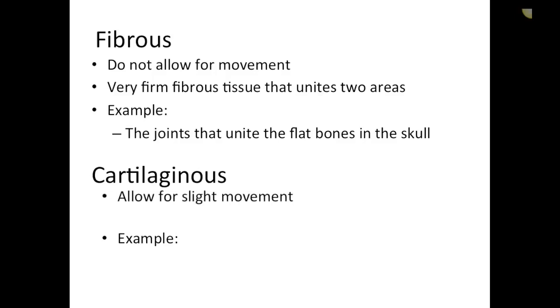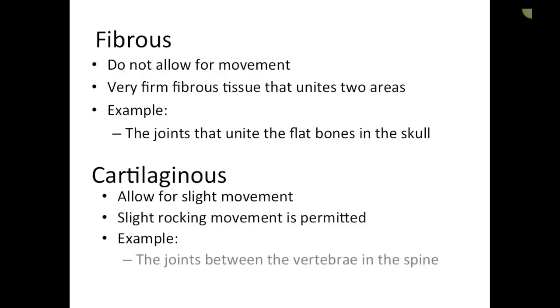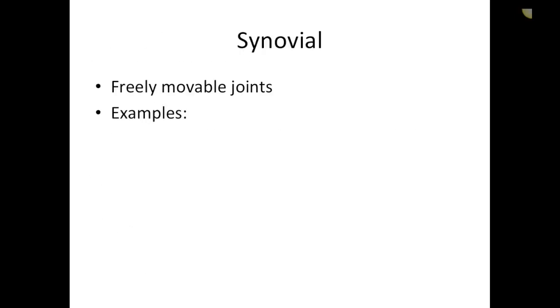Cartilaginous joints allow for slight movement. So very slight rocking movement is permitted. Examples are the joints between the vertebrae in the spine, as well as the pubic symphysis in the pelvis and the mandibular symphysis in the mandible. Synovial are beautiful, freely movable joints. So these are the ones that we really think about all the time in regard to joints. So the stifle, the carpus, the tarsus, the shoulder, etc., etc., etc.